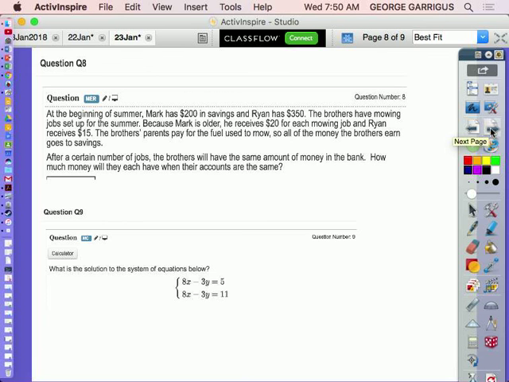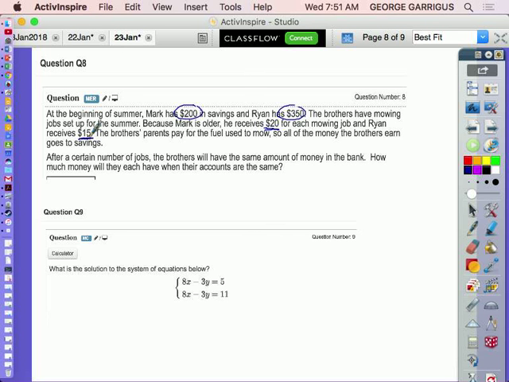Next problem, question 8. At the beginning of summer, Mark has $200 in savings and Ryan has $350 in savings. The brothers have mowing jobs set up for the summer. Because Mark is older, he receives $20 for each mowing job, and Ryan receives $15. The brothers' parents pay for fuel to mow, so all the money the brothers earn goes to savings. After a certain number of jobs, the brothers will have the same amount of money in the bank. How much money will they each have? And their accounts are the same.